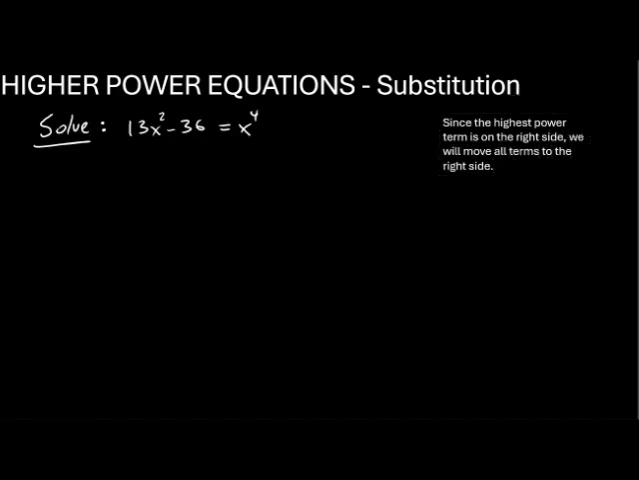Now we will take the 13x squared and the negative 36 and move them to the right. And when we move them, we will change the 13x squared to negative 13x squared and the negative 36 to positive 36. Now our equation will be a 0 on the left, and then x to the fourth minus 13x squared plus 36.